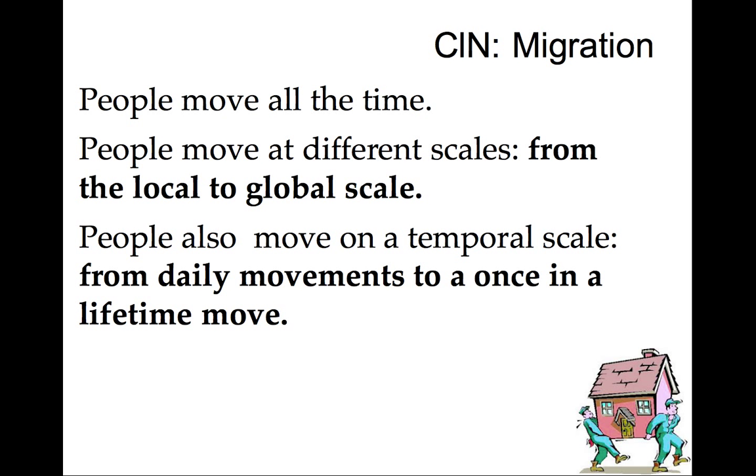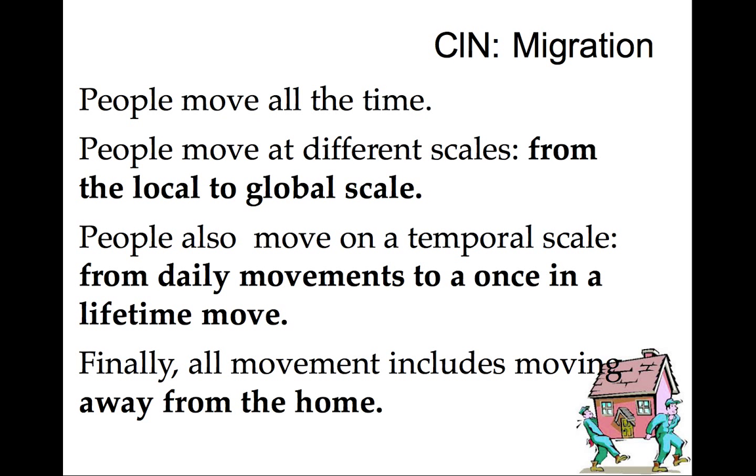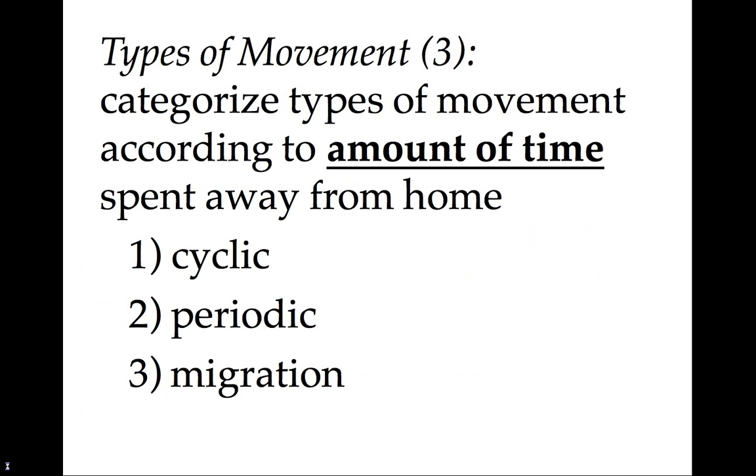And it's important for you to know that people move at different scales. Now, we've talked more about geographic scale, so people move on a local scale to a global scale, but also people move on a temporal scale, meaning every single day we're moving around in what we will call activity spaces. And then we have some people who are moving maybe once in their lifetime. Okay, so there are different types or different scales for movement. And finally, all movement includes moving away from the home.